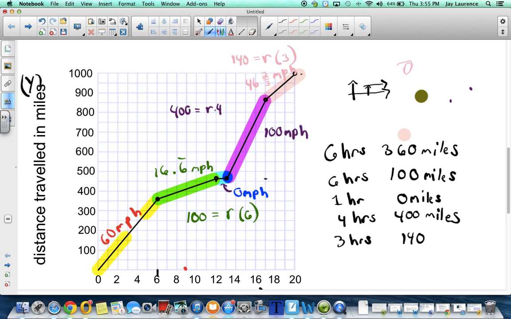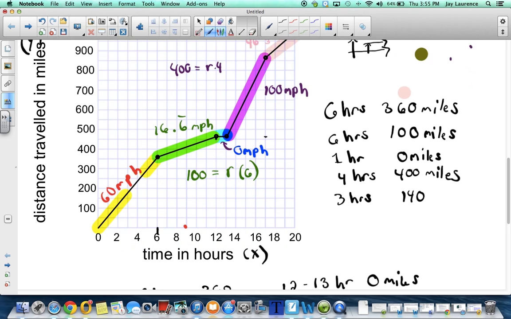So you see, this piecewise function told us a lot. We can look at each piece and analyze what's happening in the real world. That's what's cool about algebra. Things are starting to make sense in the real world if we let them.